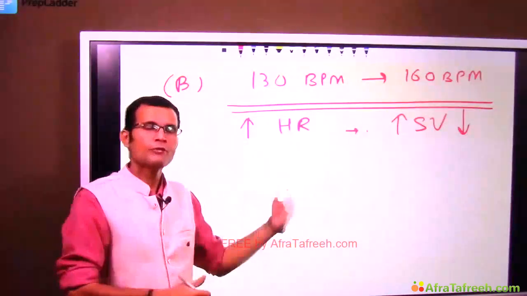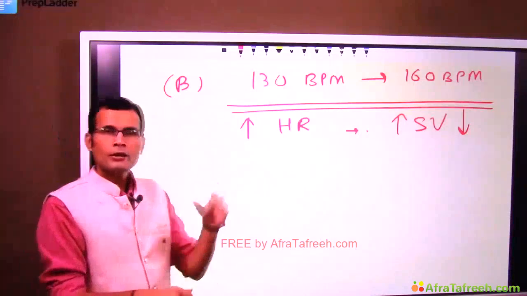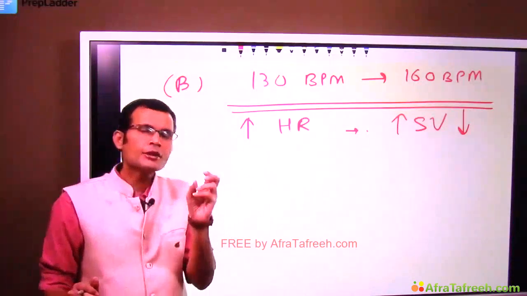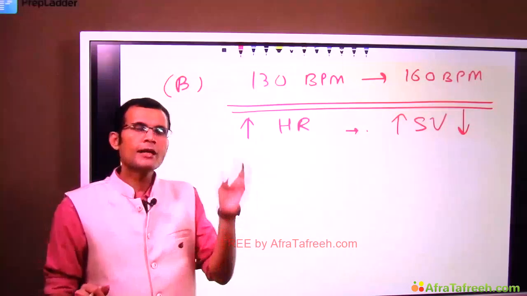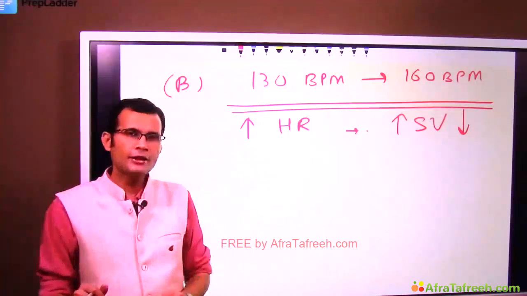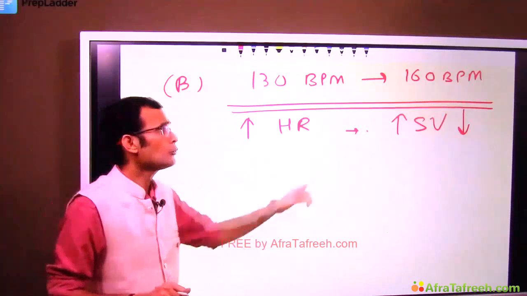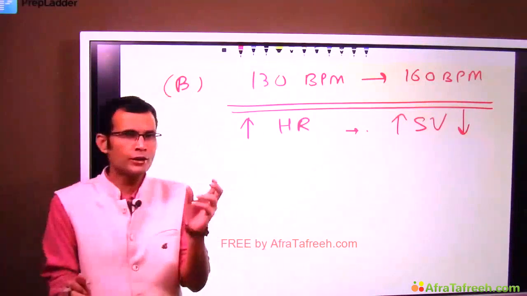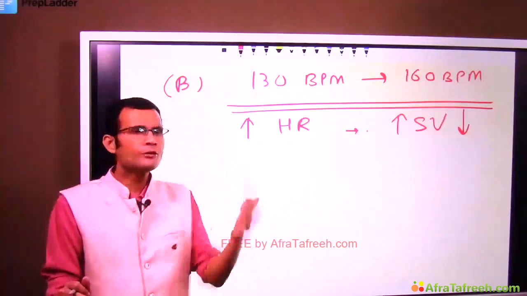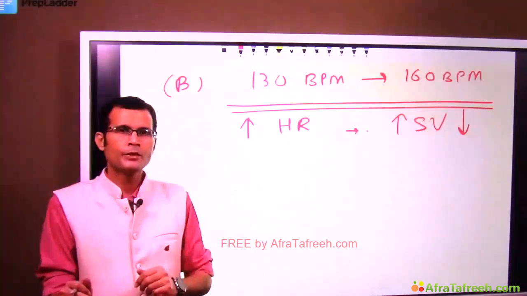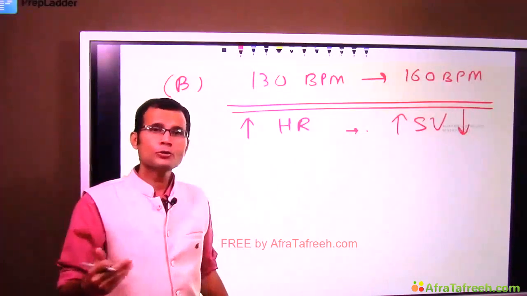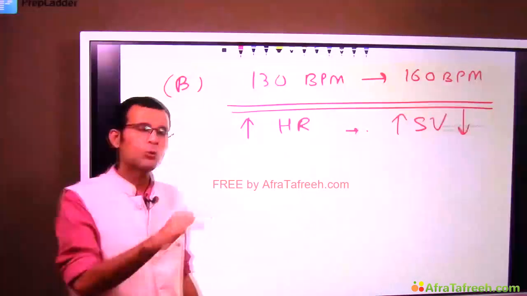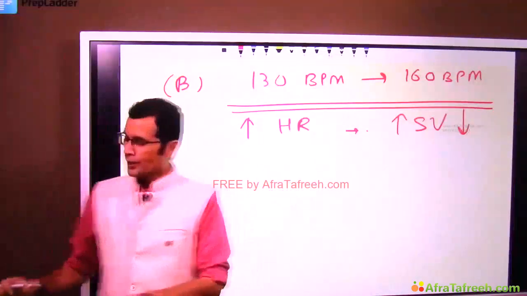Now you will say that if the heart rate is increasing from 130 to 135, 140, 145, 150, 160 beats per minute, that means cardiac cycle duration is further shortening, and that means diastole is further decreasing in duration. So why is stroke volume not falling now? If the diastole is decreasing and decreasing, that means filling should be affected. And if the filling is less now, stroke volume also should become less. No, I'll tell you the reason why.